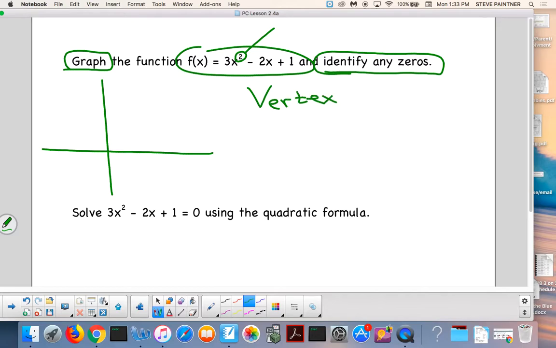This is what you did on your quiz, by the way. You did this quiz on Wednesday last week, right? Hopefully you remember that.